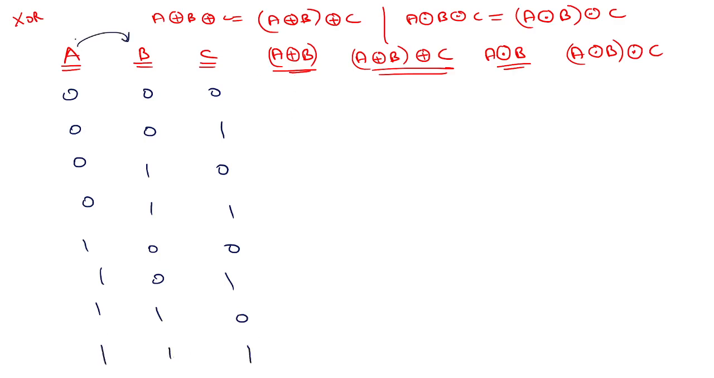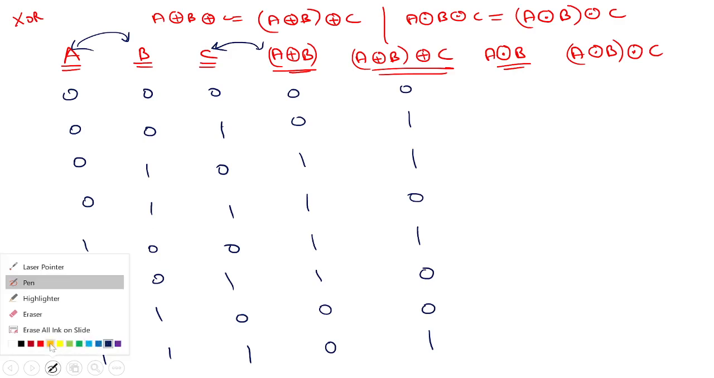So A XOR B, these two you need to find, right? Both are same, so 0. Both are same, 0. Different, so 1. Different, so 1. Different, so 1. Different, so 1, same, 0, same, 0. Now you need to do the XOR operation between these two. 0, 0 same, so 0; different, 1; same, 0; different, 1; same, 0; different, 1. Correct?